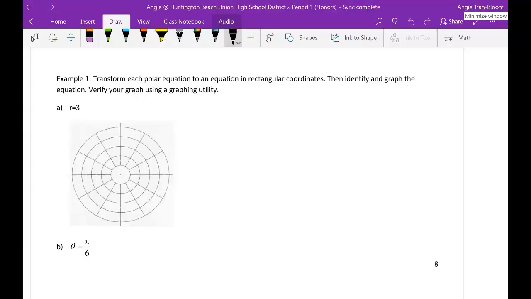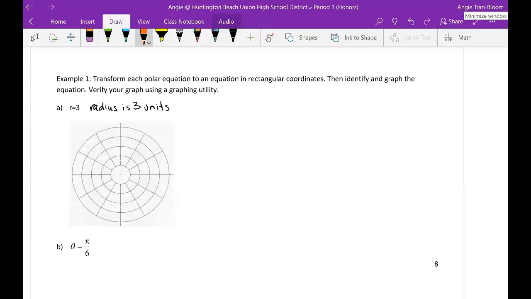So all you're given is r equals 3. Well, you don't know what the angle is supposed to be. All you know is the radius is 3 units all the way around. That's all you know. So to get to rectangular, I need to know what x is, right? And to know what x is, I need to know y. But I don't have any of that information. So what do you think you want to do?